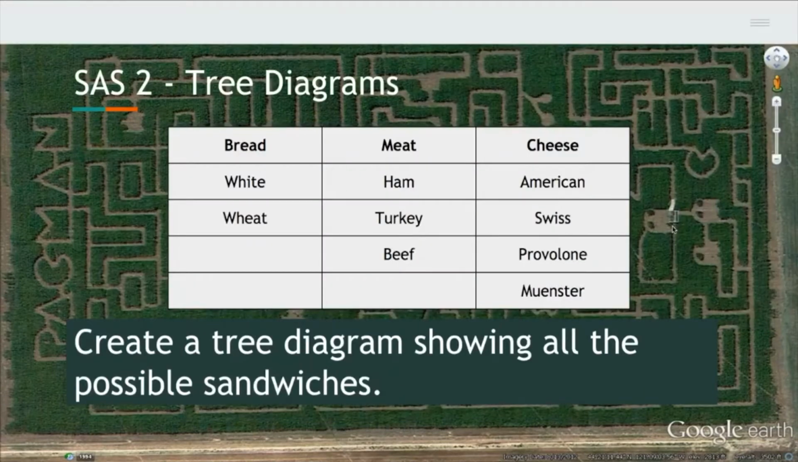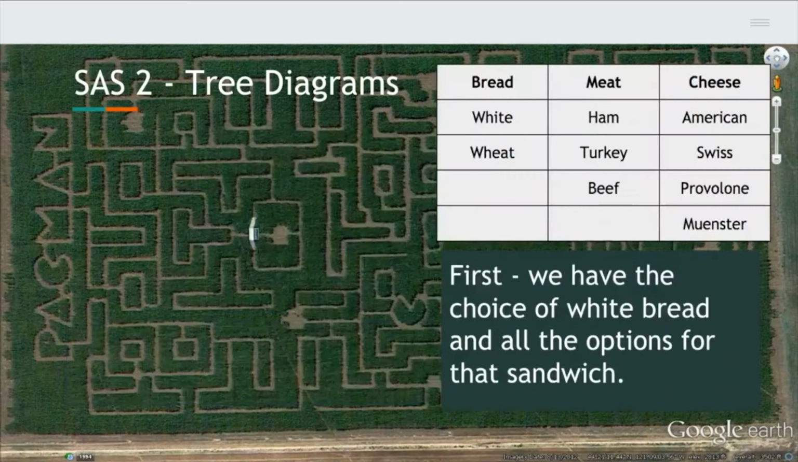All right, so let's look at this tree diagram. It shows all the possible sandwiches if you go into a little delicatessen: 2 selections of bread, 3 selections of meat, and 4 selections of cheese. Now, how do we know the total number of possibilities? We'll look at that here in a second.